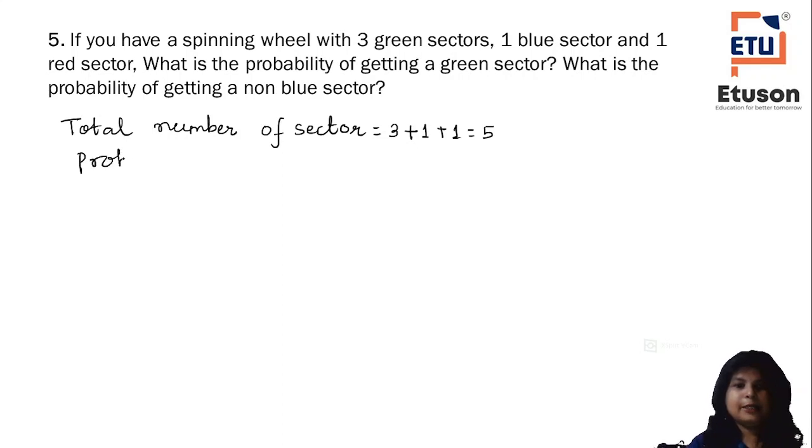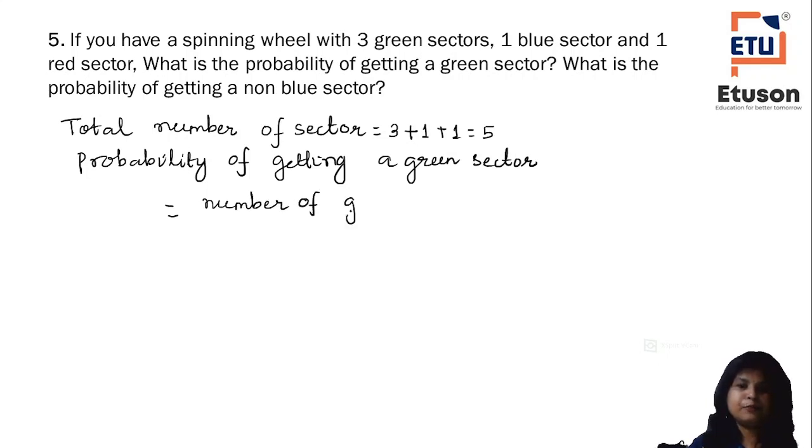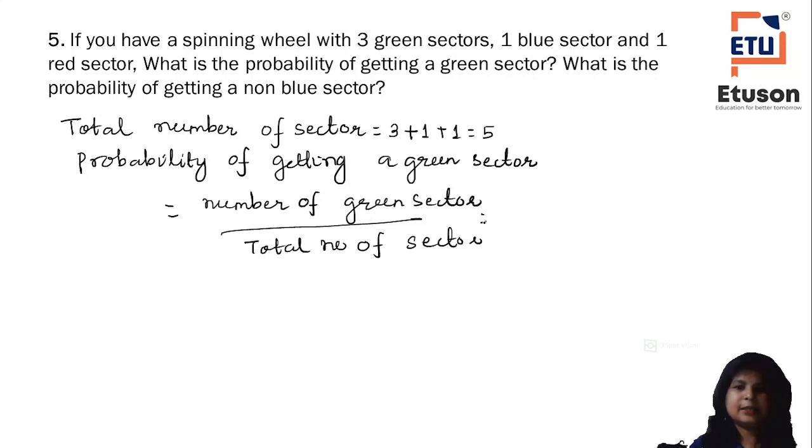What is the probability of getting a green sector then? The probability of getting a green sector will be equal to how much? How to write? The number of green sectors divided by the total number of sectors. So the number of green sectors is how much? It is 3. Right? So 3 divided by 5.